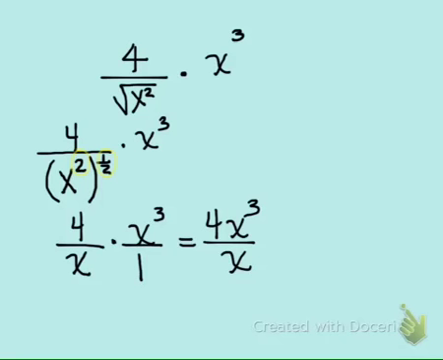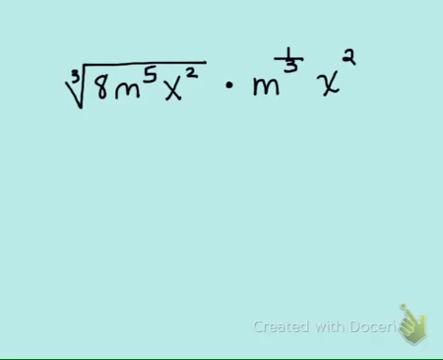So now we can use our quotient rule. In the bottom, the x is being raised to the 1 power, and up top, the x is being raised to the 3rd. So since we have the same bases, we can just subtract the bottom number from the top. So you get 4x squared. And that's our final answer. A lot neater that way.